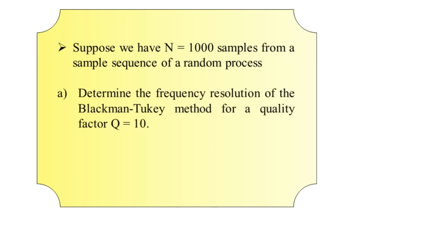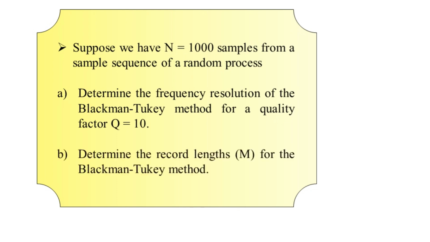Part A, determine the frequency resolution of the Blackman-Tukey method for a quality factor Q is equal to 10. Whereas part B is determine the record length denoted capital M for the Blackman-Tukey method. So this is the problem statement, very simple and straightforward.